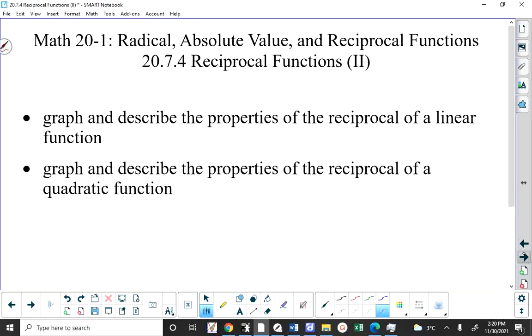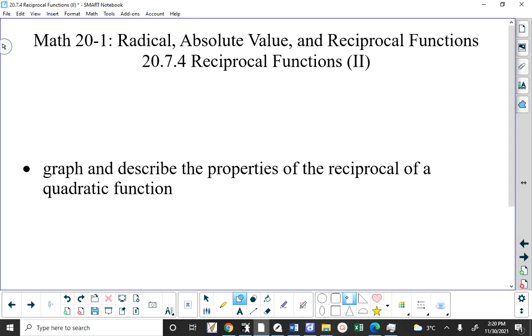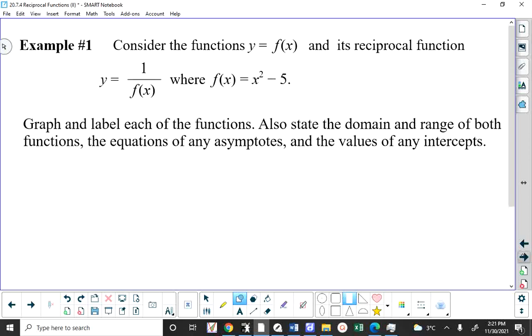Reciprocal functions part 2. So the only thing that is going to be different here is that we are looking at graphing reciprocal functions of quadratic functions, not of linear. So I don't know, I just had to erase something on mine, but does yours say just quadratic? It makes reference to it. So that's what we're doing today. And we're going to dive right in.